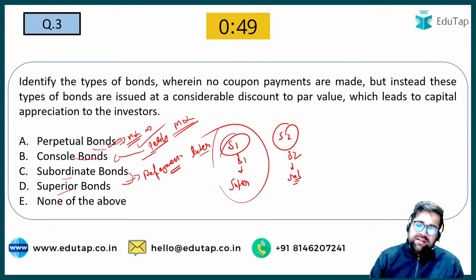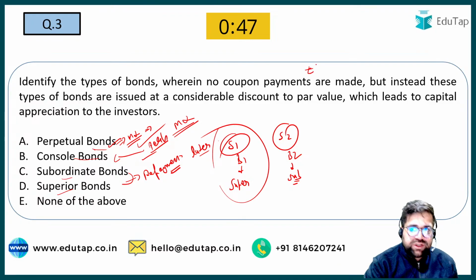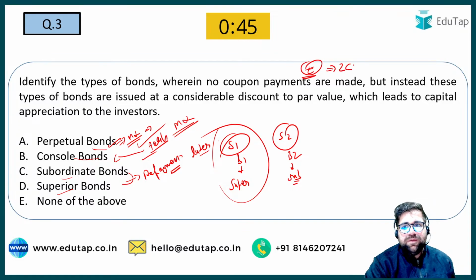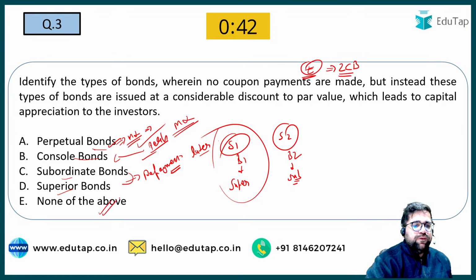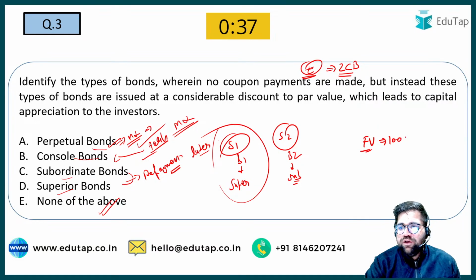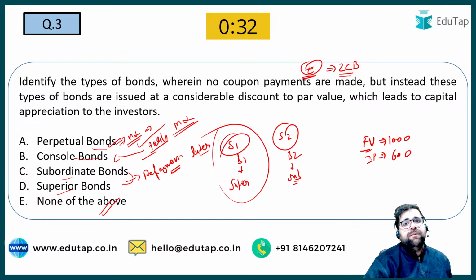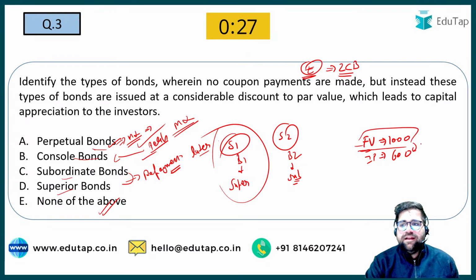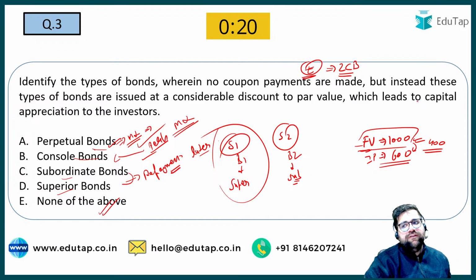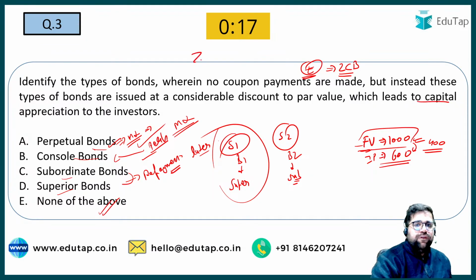Okay, but in this particular question, definitely the answer will be option E, because the correct answer will be zero coupon bonds, which is not mentioned. Therefore the answer will be option E. A zero coupon bond, for example, has a face value of 1000. It will be issued to you at 600, but by the time you complete its maturity, you will get the face value of 1000 only. So indeed, you are just giving 600 rupees and receiving 1000 rupees. So you have a profit of 400 rupees, which is your capital appreciation. Therefore the correct answer to this question is zero coupon bond.